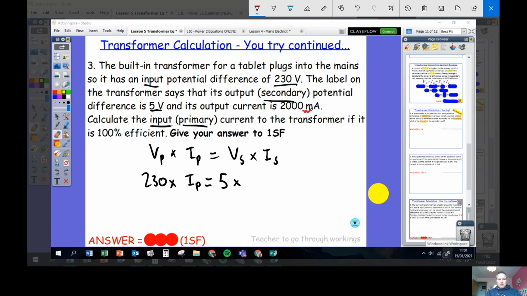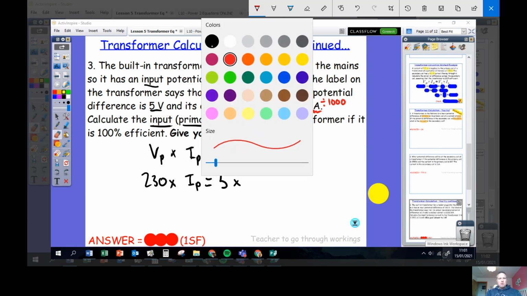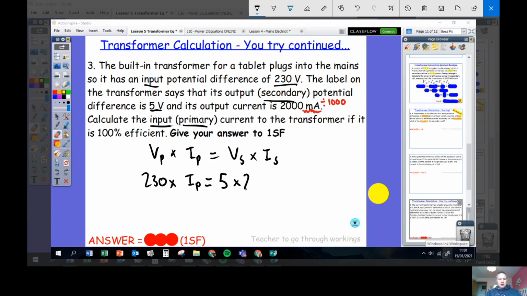Oh, now then, just spotted there. That's in milliamps. So 2000 milliamps. So I need to divide by 1,000. So I'm actually getting 2 amps there. That was sneaky. That was 2 amps. Okay. That was an extra mark to be picked up there. So 230 times the primary current equals 5 times 2. I can just solve this now. 230 times the primary current equals 10.